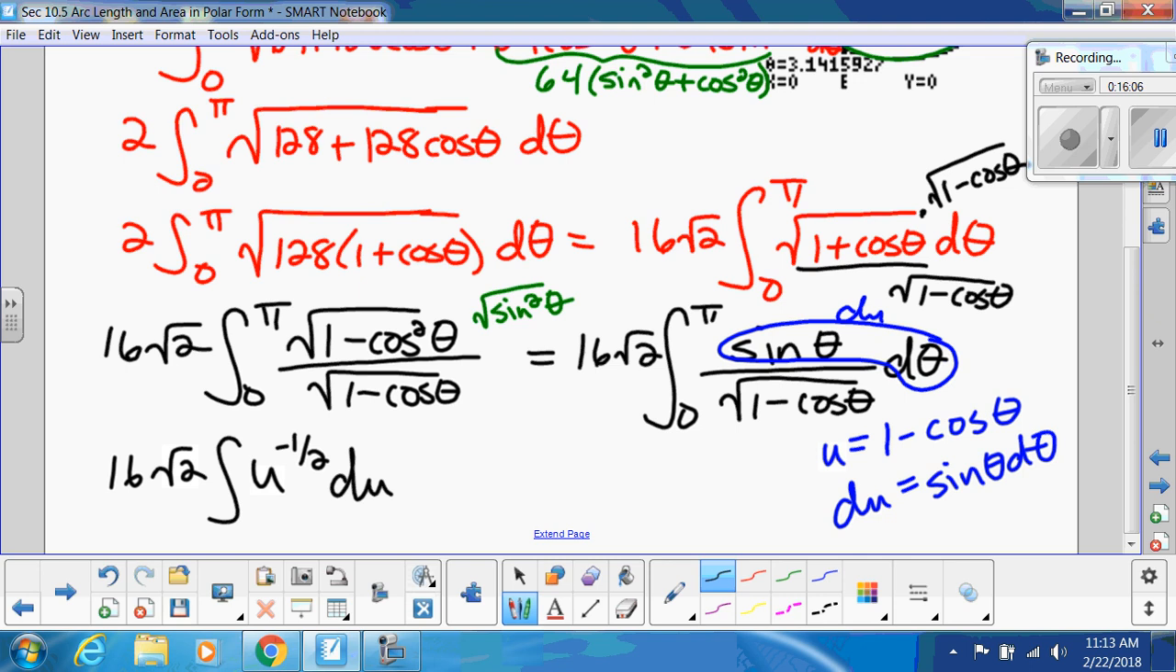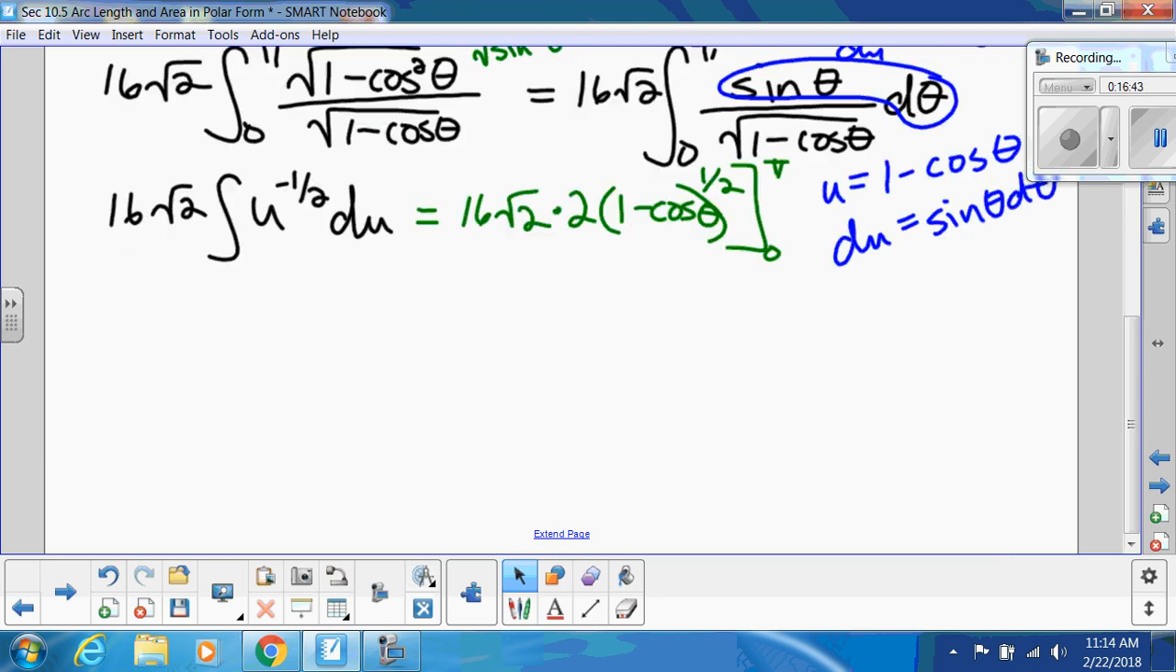So we do the antiderivative, and that will be 16 root 2. And then I'm going to have u to the positive 1/2 and then divide by that, so that'll be positive 2. All right, and then my u, I'm trying to do more than one step right here to save us some time. My u is 1 minus cosine. So I did the power rule. I still had the 16 root 2, and then I replaced the u. And that's going to be evaluated from 0 to pi. Okay, so that's the integration part.